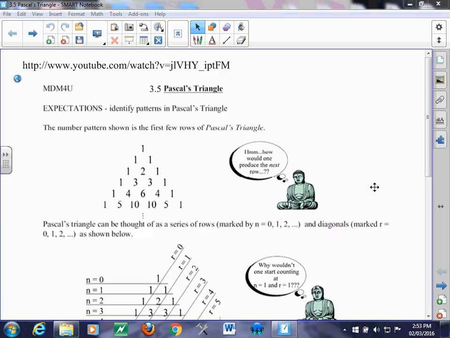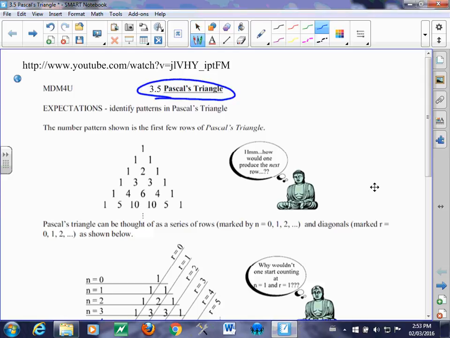Class, and welcome to lesson 3.5, Pascal's triangle. For this lesson today, please refer to the handout I probably have given you, or print this off the website, and we'll have lots of fun today with this.